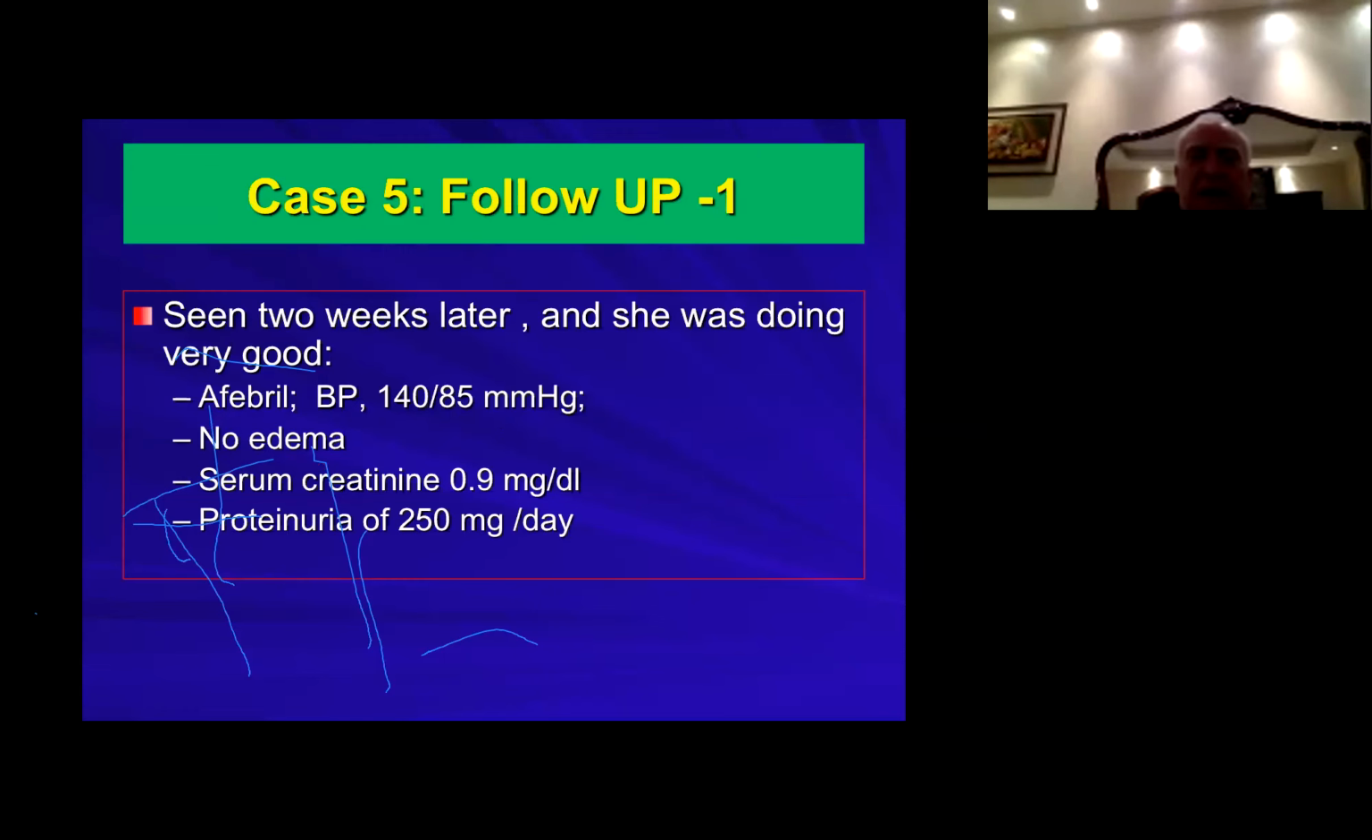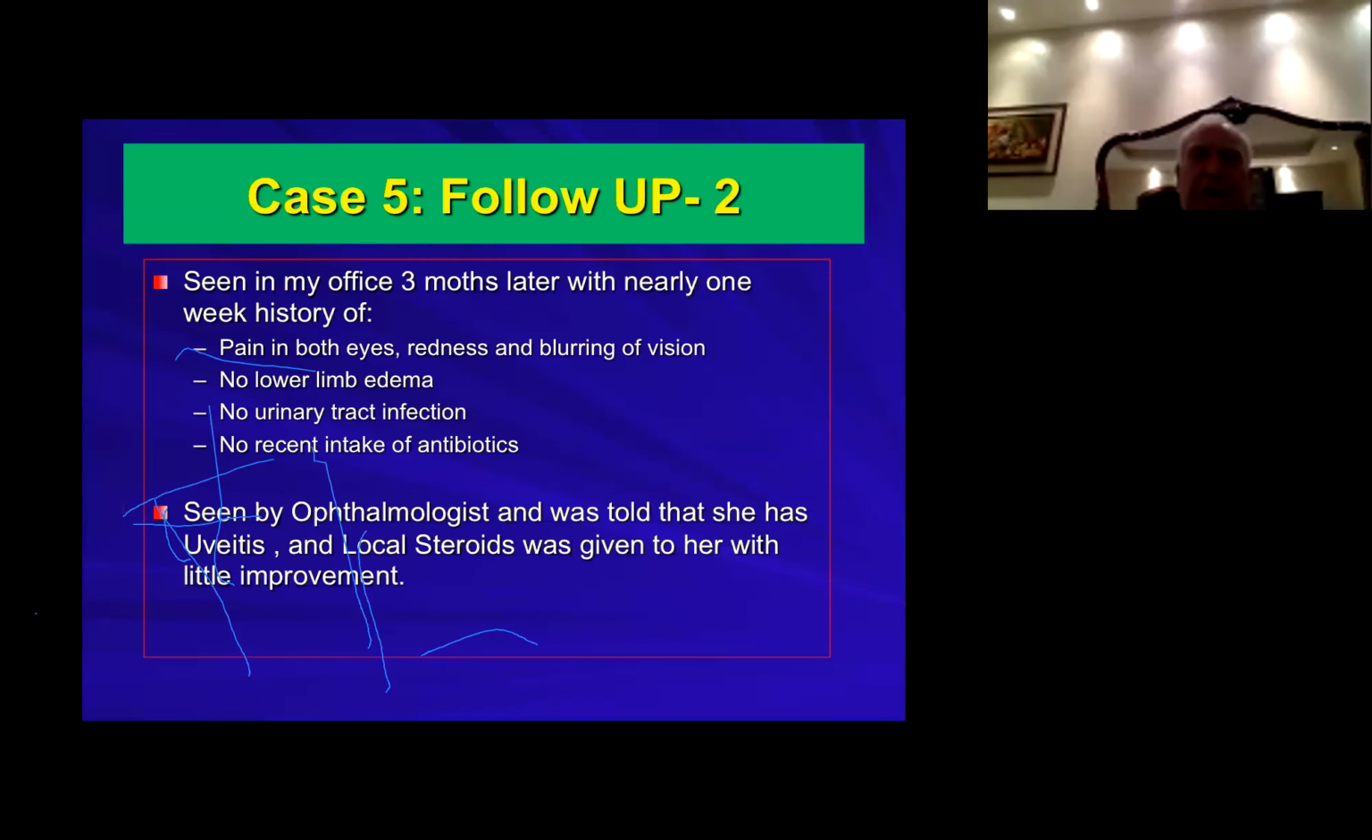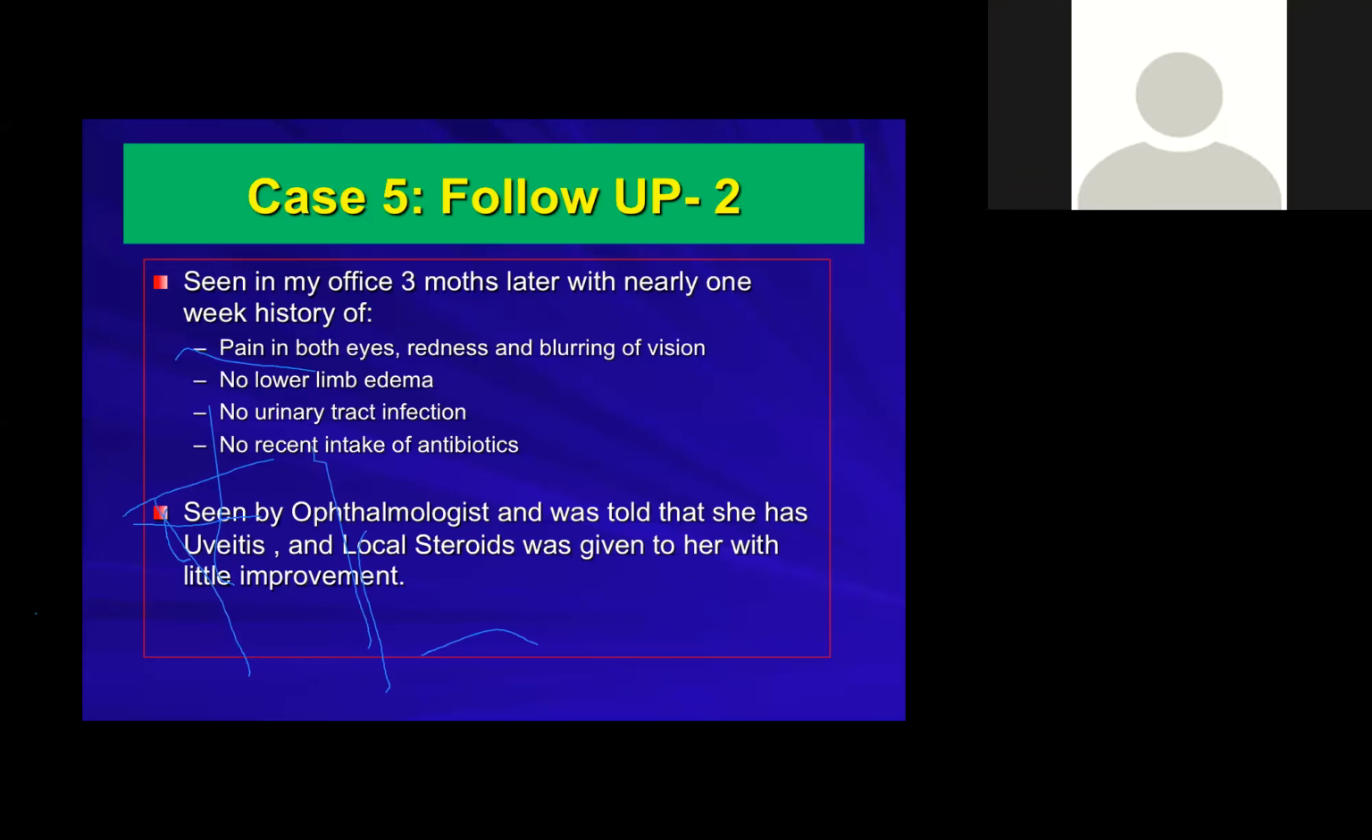Three months later, she came in with pain in both eyes, redness and blurring of vision. No lower limb edema, no urinary tract infection, no recent history of antibiotic intake. Seen by the ophthalmologist, she was told that she has uveitis. She was given local steroid therapy.